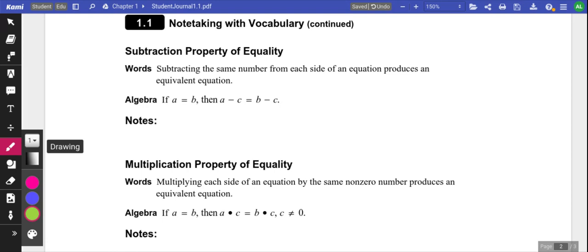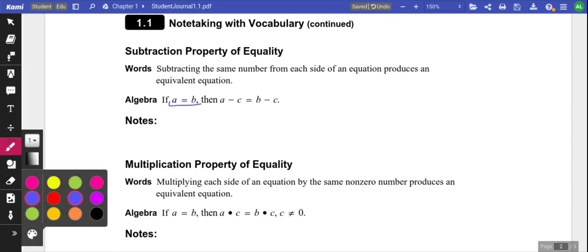If A and B are equal, then you can subtract C from both sides and it's still going to be equal. Let's do an example. Let's say I've got x plus 2 is equal to 12. If I subtract 2 from each side, the way you're used to seeing it.